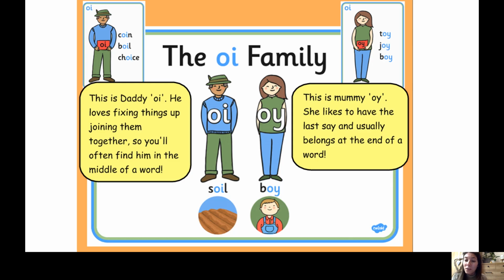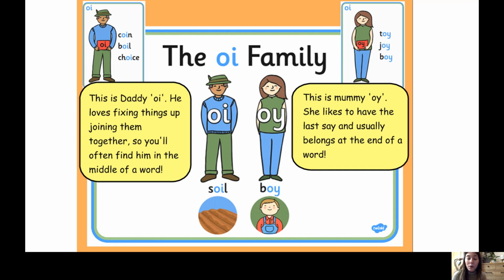So here is the Oi family. Now, Daddy Oi. He loves to fix things together. He is just like the glue in the family. So you find him in the middle of the words because he's gluing together all of the other letters so they don't fall down. Mummy Oi. We all know that mummies like to think they are the head of the household, and actually they often are, aren't they? So Mummy Oi likes to have the last say. That means Mummy Oi often goes at the end of the words where she's being just a little bit bossy to make sure everyone's doing what they need to.